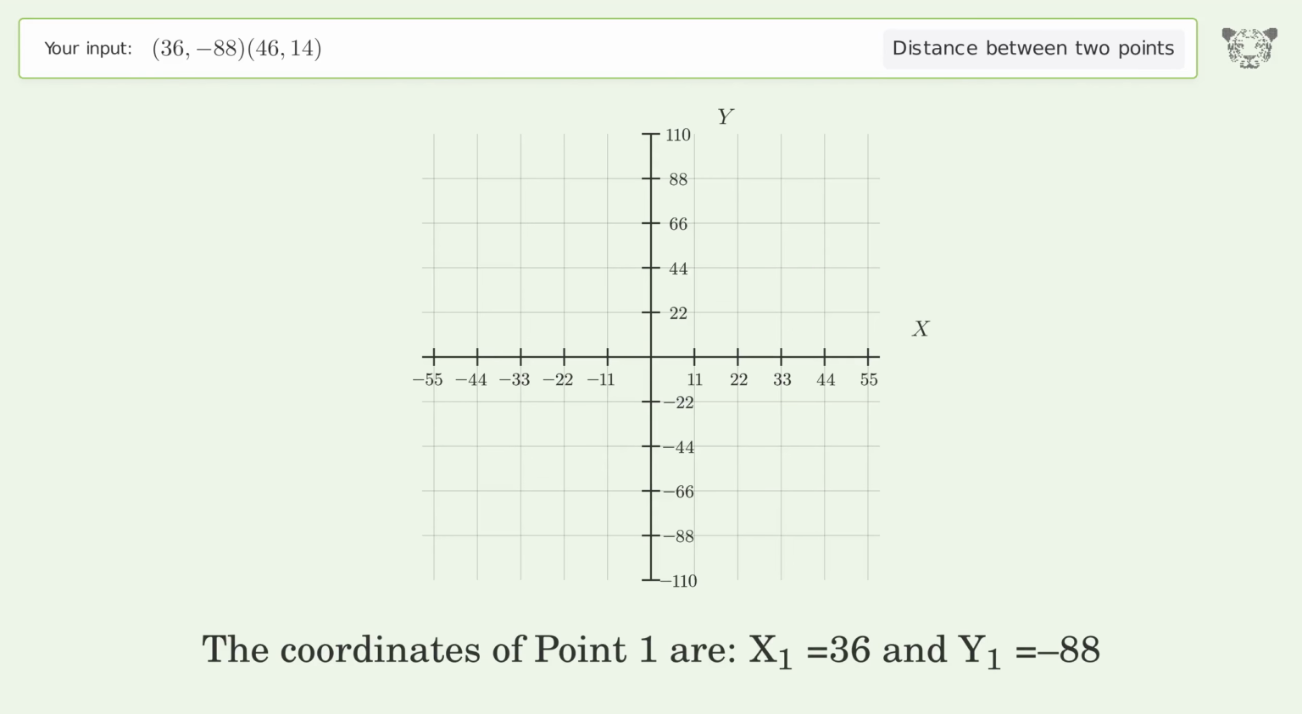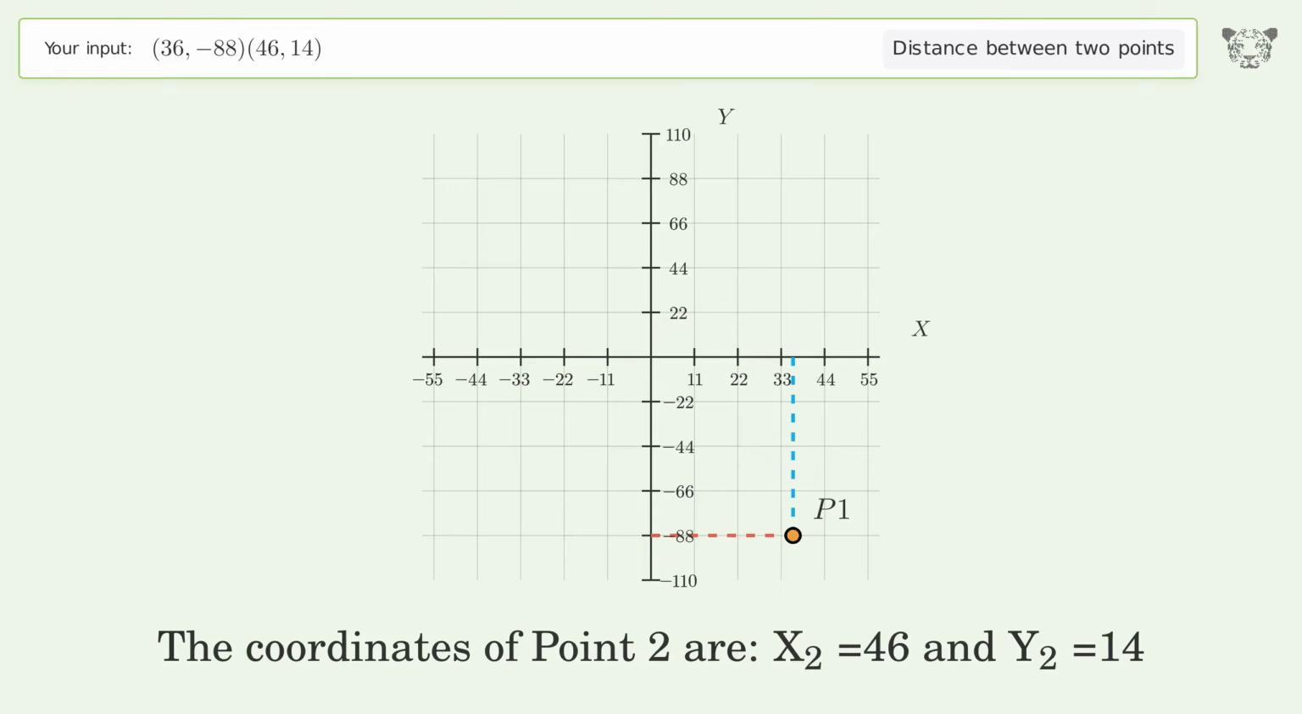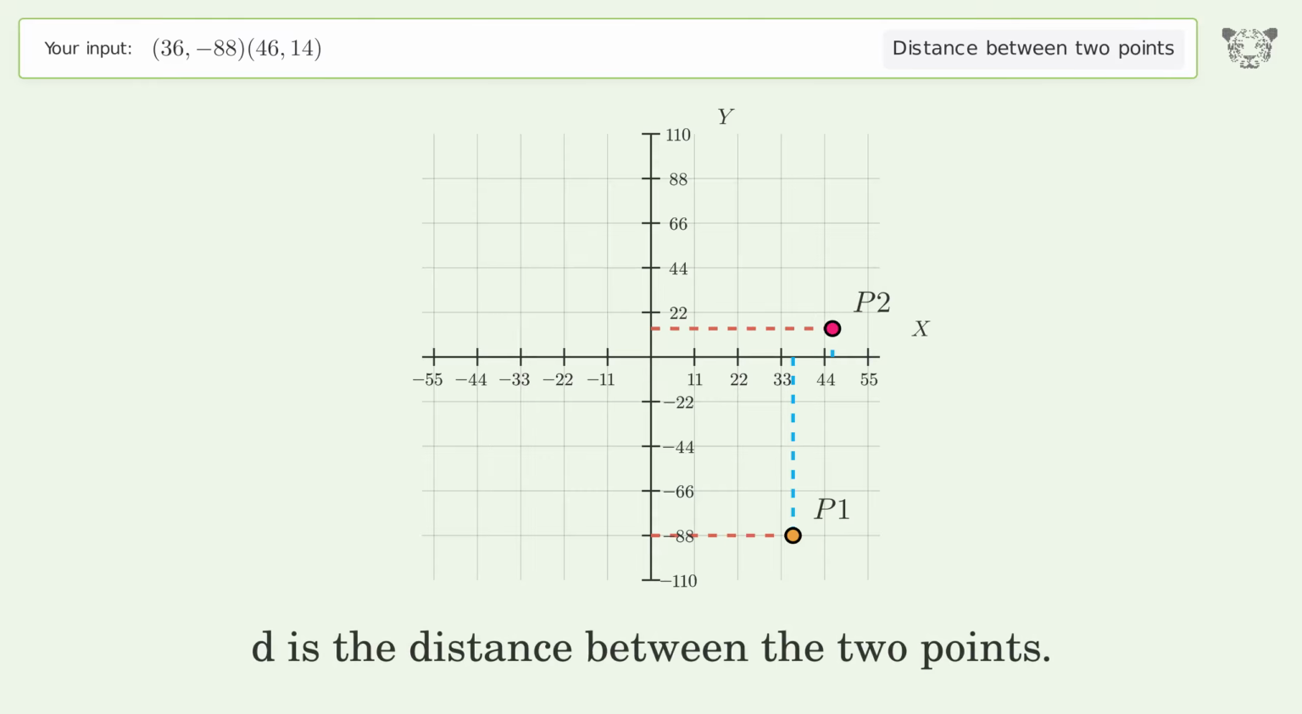The coordinates of point 1 are x1 equals 36 and y1 equals -88. The coordinates of point 2 are x2 equals 46 and y2 equals 14. D is the distance between the 2 points.